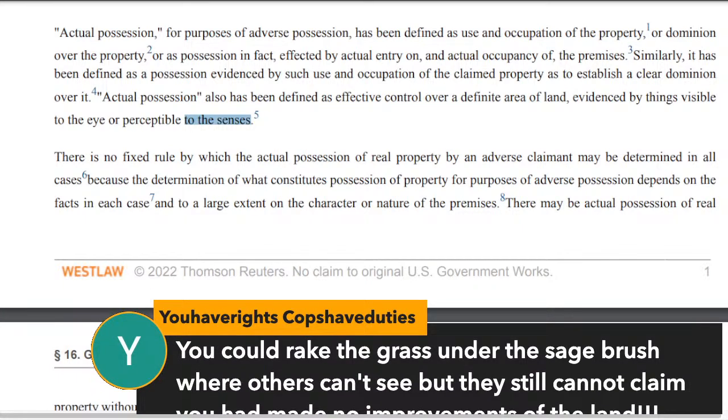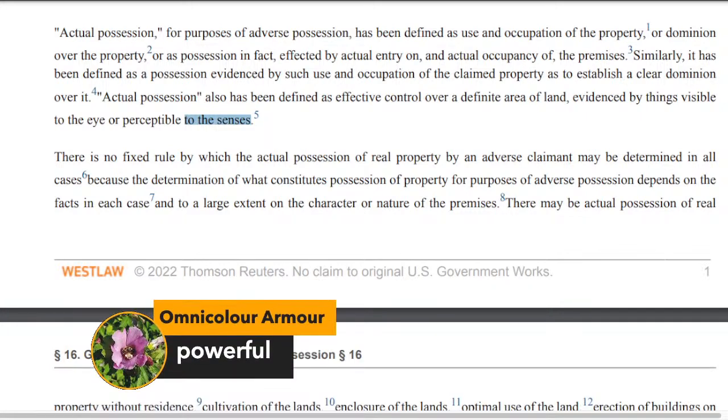You could rake the grass under the sagebrush where others can't see, but they still can. Right, as long as you can show that you did that improvement, there's evidence it was done. It can be seen or perceived to the senses. That's the evidence. It doesn't mean people have to notice at first glance, but once you draw their attention, they should be able to perceive it with their senses, the improvements you did, or the evidence that you've been there.